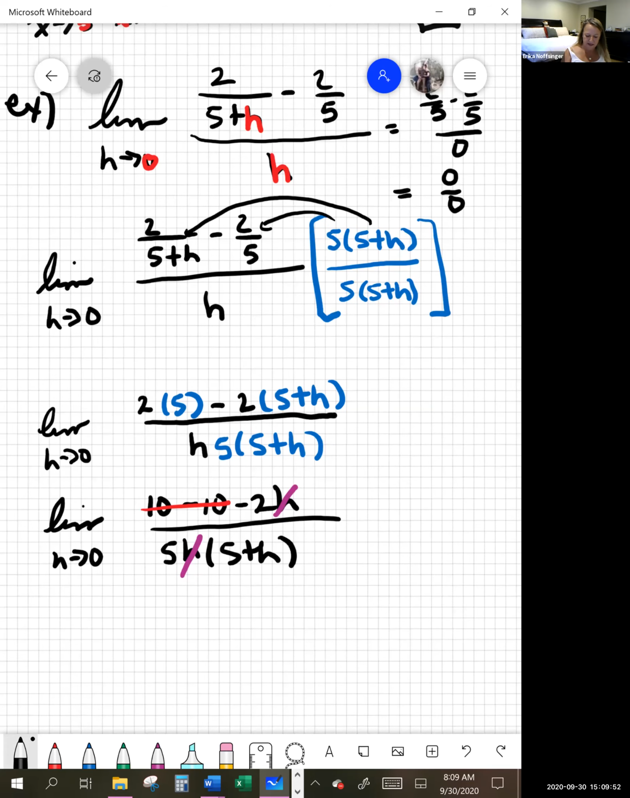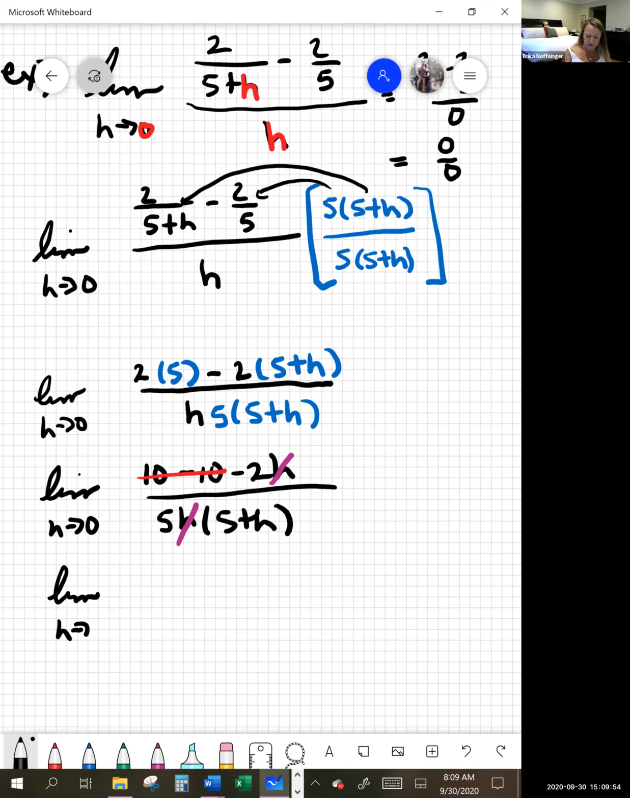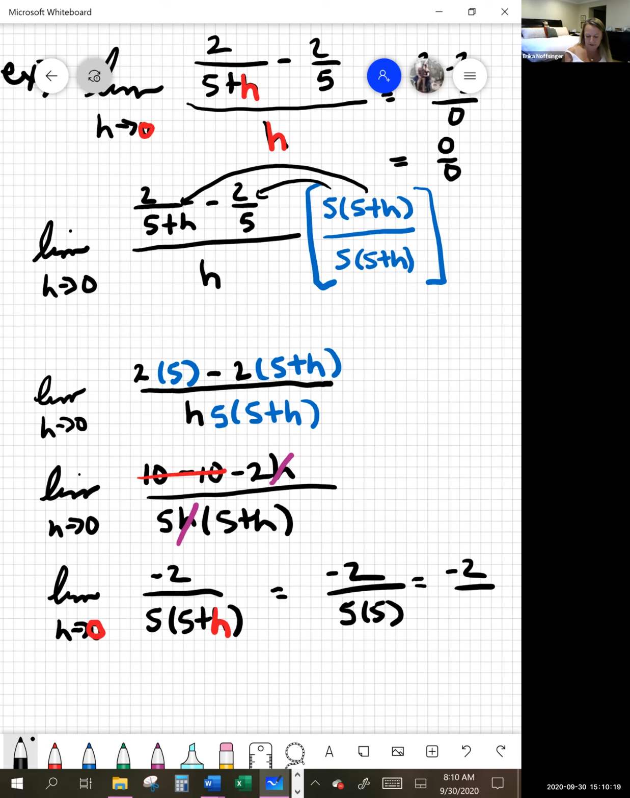So we have the limit as h goes to 0 of negative 2 in our numerator, all over 5 times 5 plus h. So we're going to go in, and wherever we see an h, we're going to plug in 0. So you have negative 2 all over 5 times 5, or negative 2 over 25.